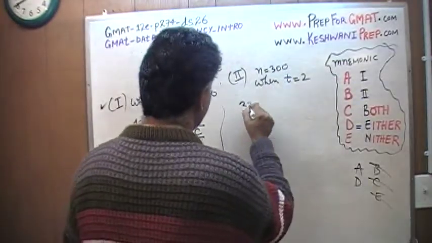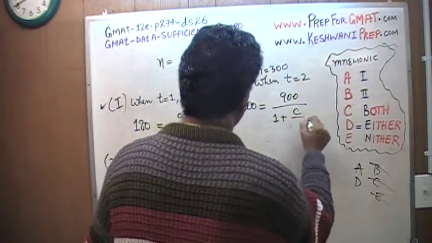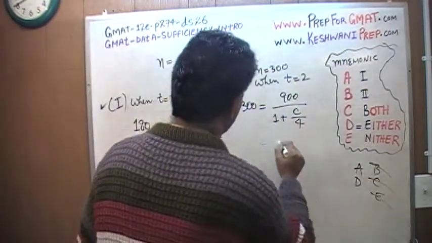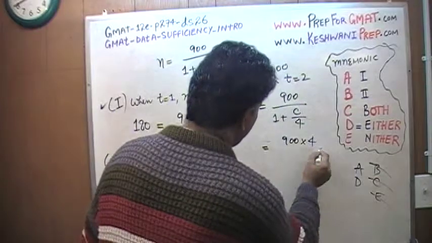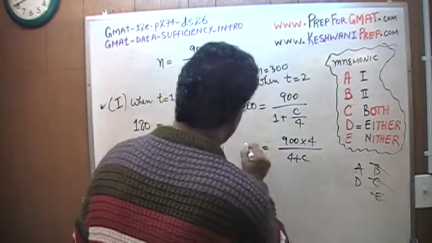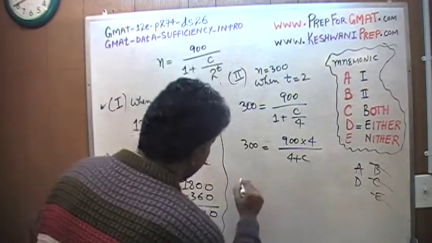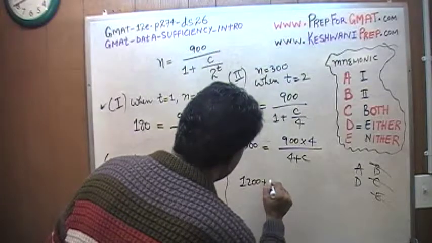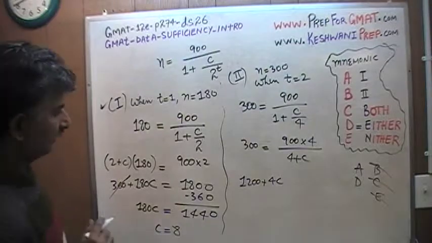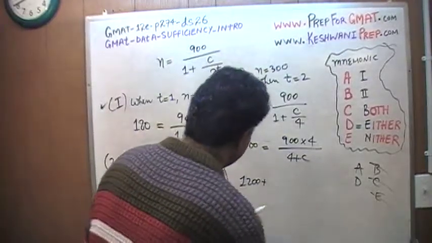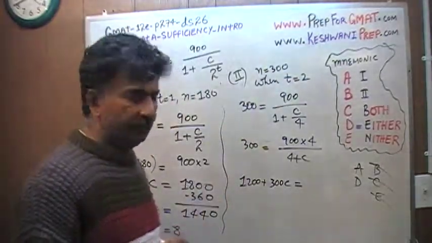I'm going to very quickly do it here without actually explaining too much. So n equals 300 and 900 over 1 plus C over 2 raised to 2, which is 4. Again, the same thing. Multiply, so you get 900 times 4, bring the 4 on the top, 4 plus C equals 300, and then multiply both sides by the denominator here, so 300 times 4 is 1200, plus 4C, how come we had 180C here? Oh, it's not 4C, it's 300C, equals 900 times 4 is 3600.